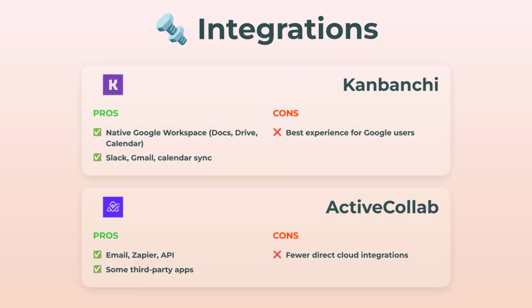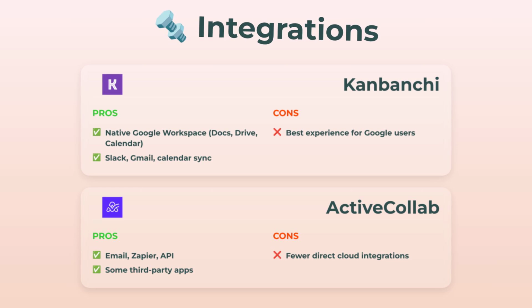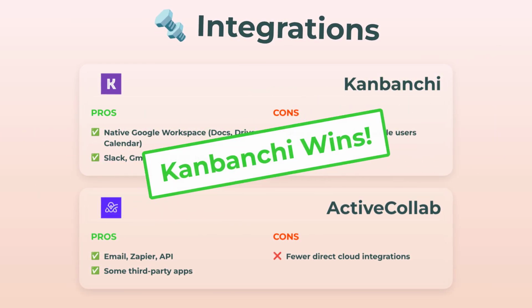ActiveCollab does have integrations, stuff like email, API, Zapier, some third-party hooks, but you don't get as many direct cloud connections. So yeah, integrations? Kanbanchi pulls ahead.